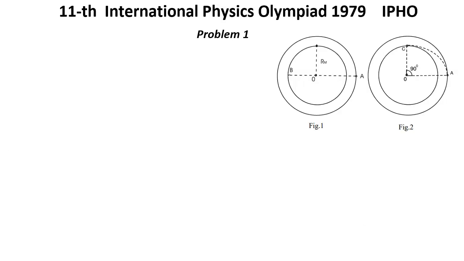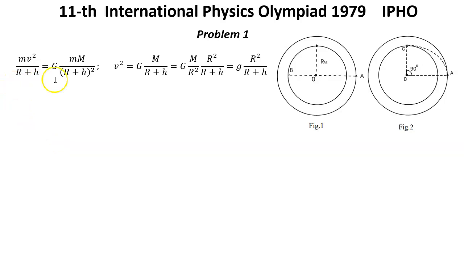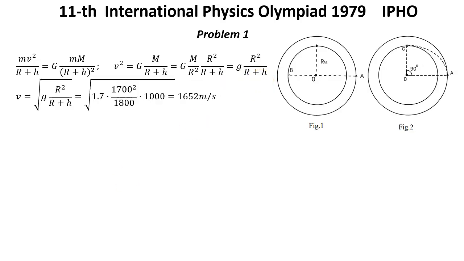Solution for problem number 1. First question. While the rocket is moving along the circular orbit, its centripetal acceleration is created by Moon gravity force. So we have this first equation, from which we can find v square, after using the expression for acceleration on the Moon surface. We have v square equal g r square over r plus h. After calculations, we find that the speed on the initial Moon orbit is v equal 1652 meters per second.